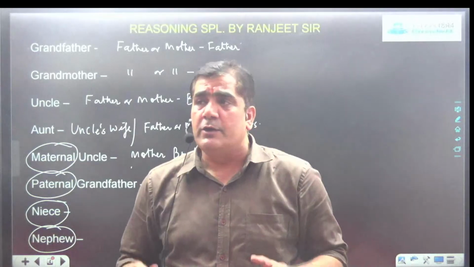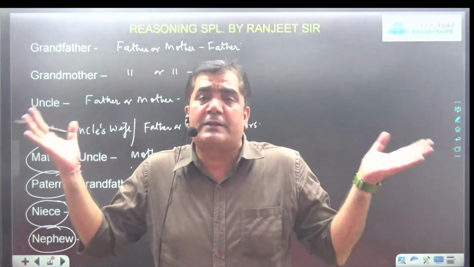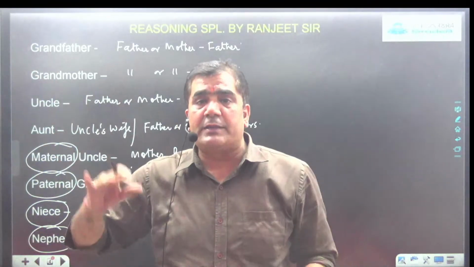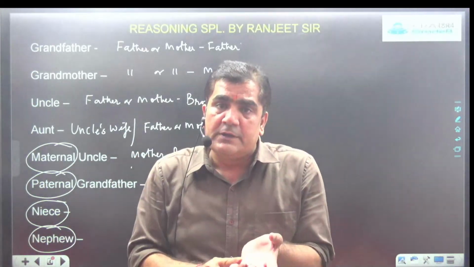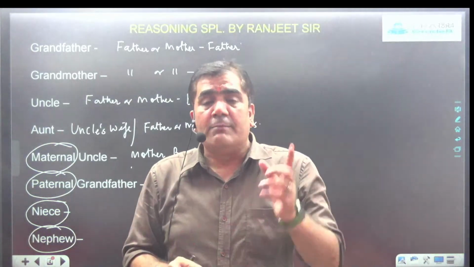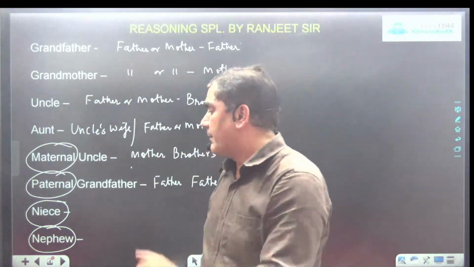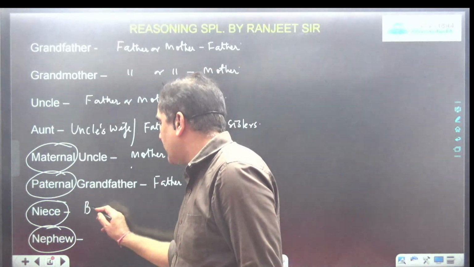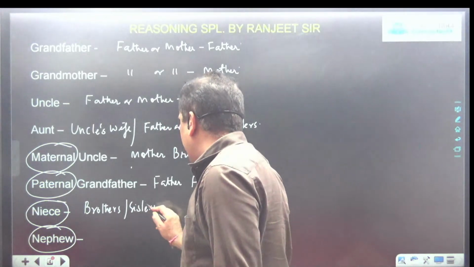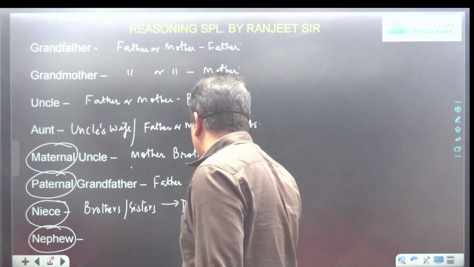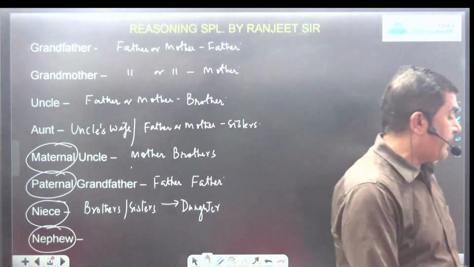So always remember, my brother or sister's daughter will be my niece. Whatever my brothers and sisters have, the daughter of my brother and sister will be my niece. My cousin brother or sister is also going to come. My cousin's daughter will be my niece. My real brother's daughter will be my niece. My real sister's daughter will be my niece. So always remember, niece stands for my brother's or sister's daughter.